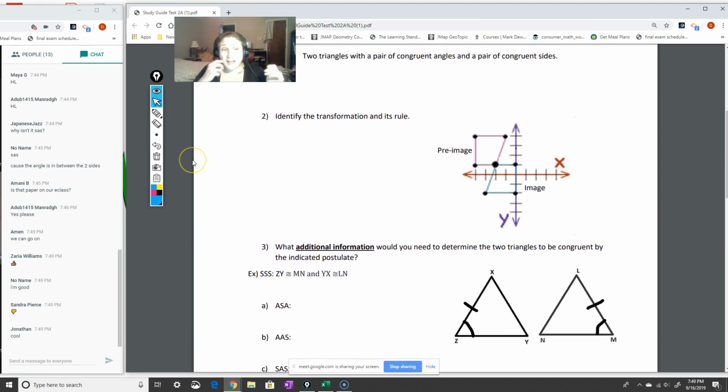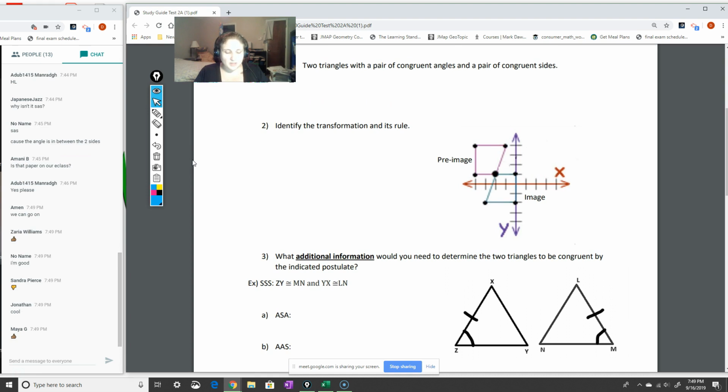Next. As I mentioned, one of the AKS that you have to know is AKS number 8. AKS number 8 is talking about rigid motions and transformations. So you're going to have to identify what specific transformation occurred. And if I remember correctly, on your test the transformation is on a coordinate plane similar to this, but it gives you the coordinates of what the image would be. It doesn't graph the image. So you're going to have to sketch on paper what you think the shape is going to look like so that you can identify what happened.